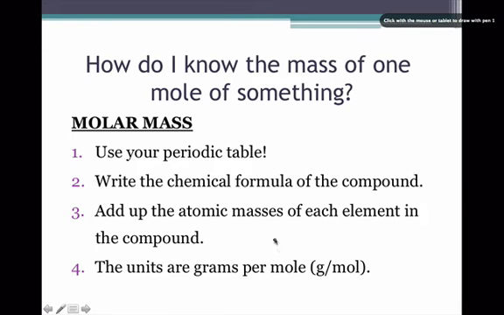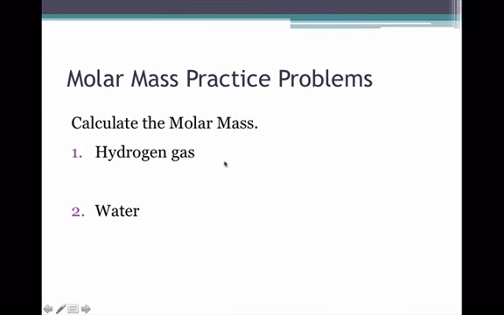So how do I know the mass of 1 mole of something? We've already kind of covered this. We use what's called the molar mass. That's your periodic table mass. We write the chemical formula of the compound. You're going to add up the atomic masses of each element in the compound, and the units that we put on it are always grams per mole. So I need you to grab your periodic table really quick, and we're going to do 4 practice problems together.